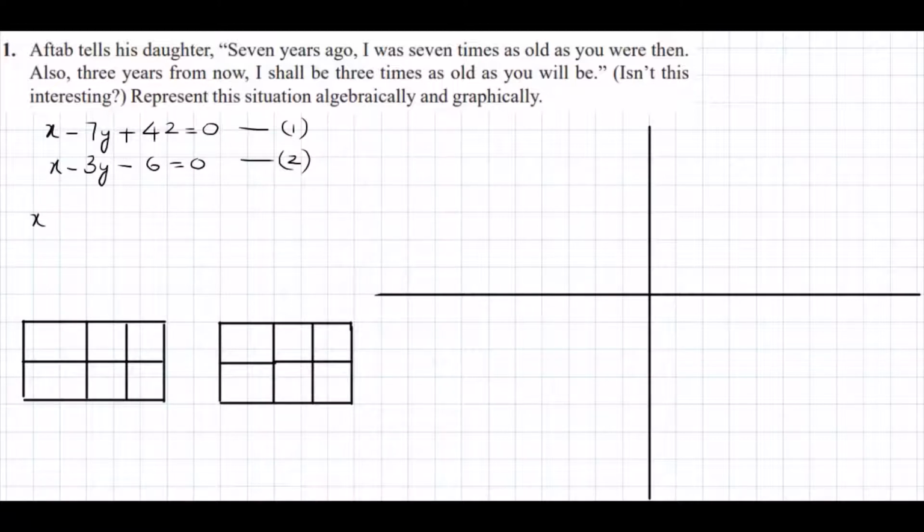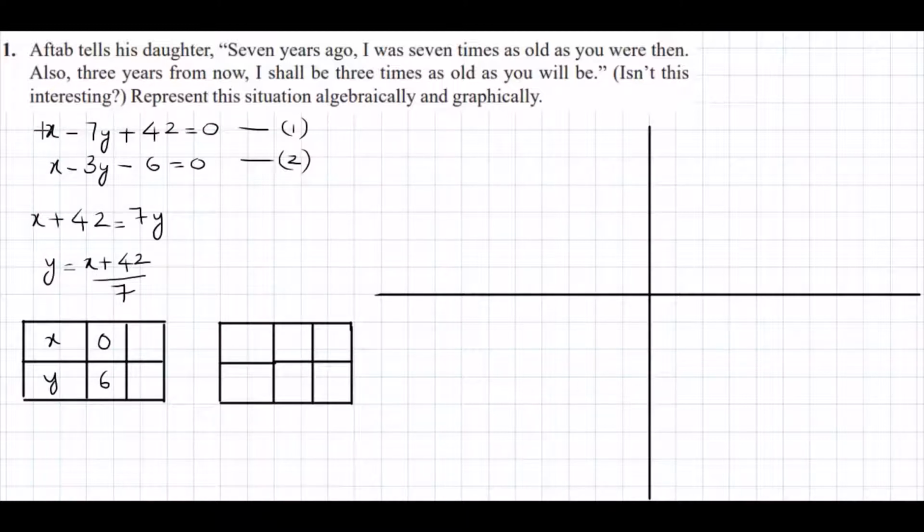So x plus 42 is equal to 7y. That is, you can write y as x plus 42 by 7. So now write the x and y values. That is, when x is equal to 0, you get the y value as 0 plus 42 by 7. So 42 by 7 is 6. So (0, 6) is a solution for this linear equation in two variables.